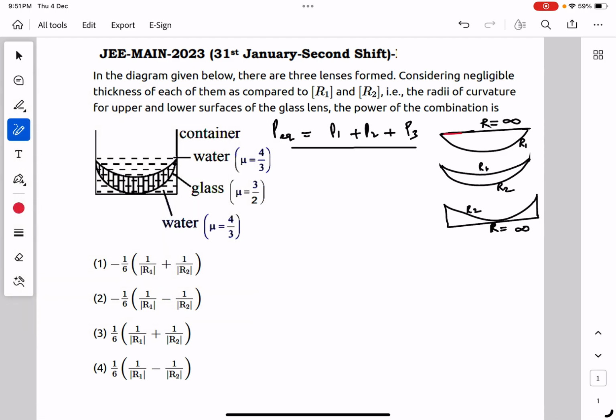For the first lens, upper surface has radius of curvature r equal to infinity as its surface is plane. The lower surface has radius of curvature equal to r1. The middle lens, upper surface has a radius of curvature equal to r1 and lower surface has radius of curvature equal to r2. The third one, upper surface has radius of curvature equal to r2 and the lower surface is plane. Therefore, its radius of curvature is infinity.